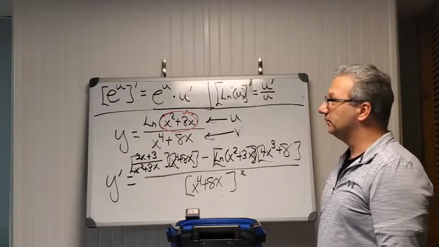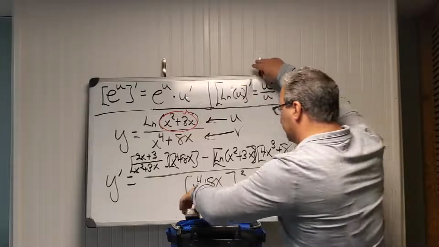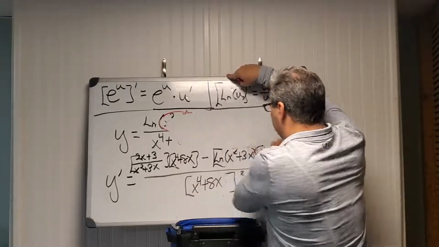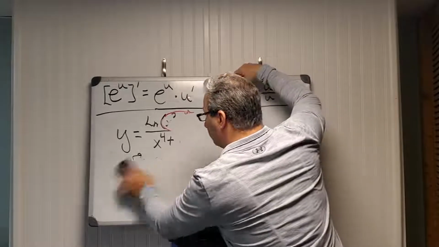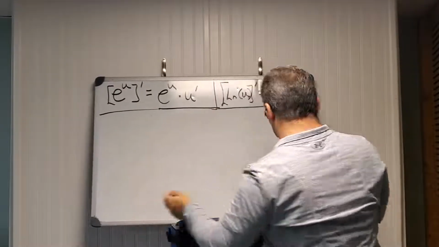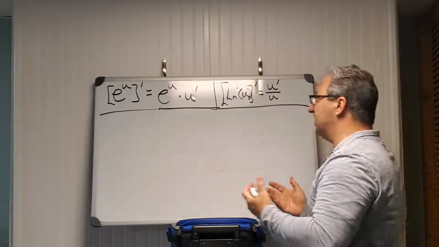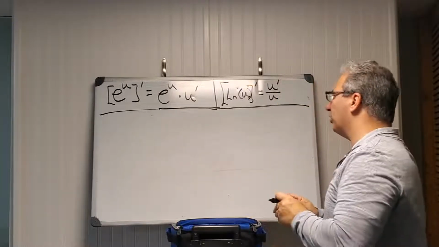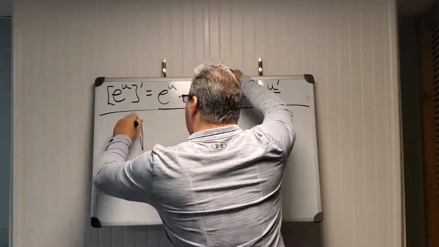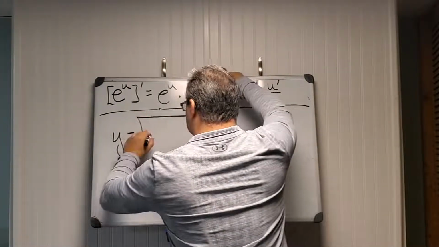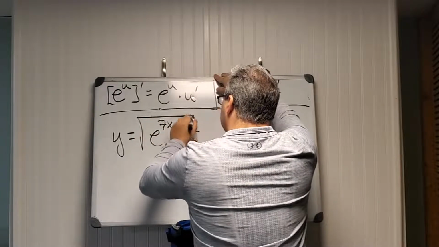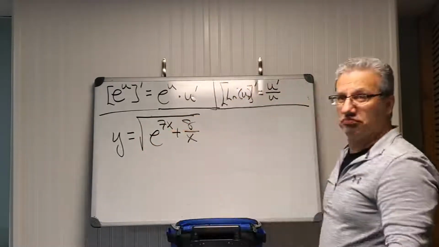Excellent. Let's do one more, just to make sure we're good. So what do we got left? Well, we've done the e, we've done the log. Let's put a radical in the mix. All right, nothing wrong with that. Y equals radical e to the 7x plus 8 over x. Let's have some fun. That's what happens.